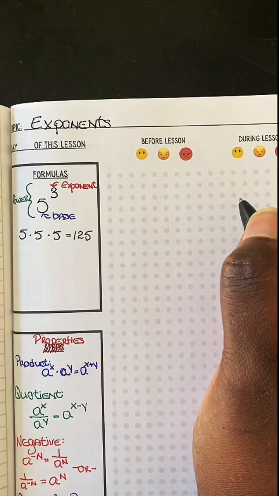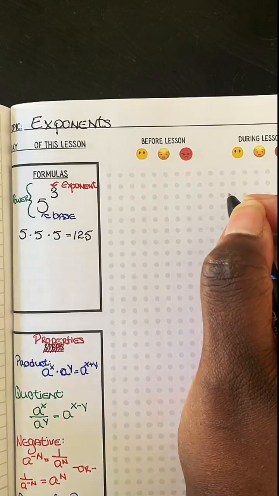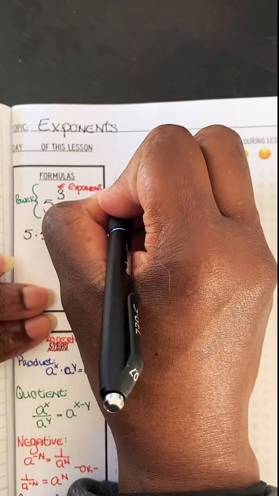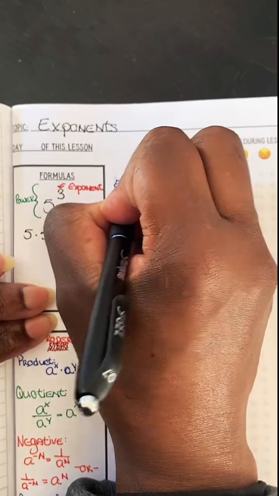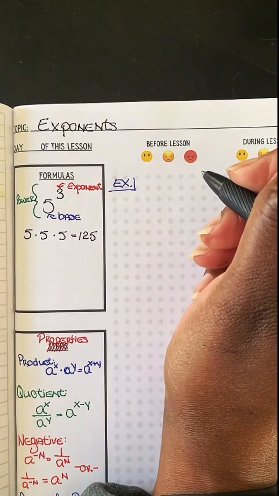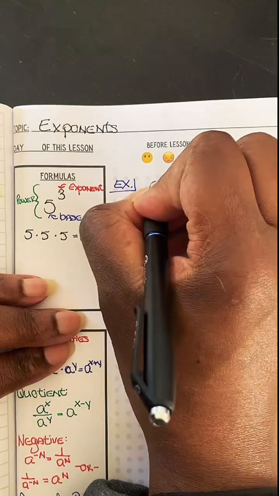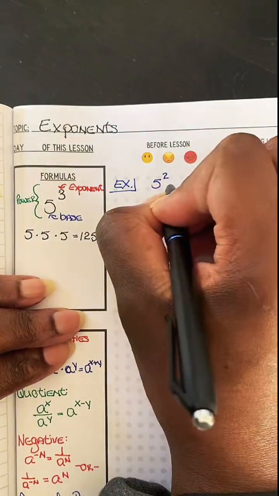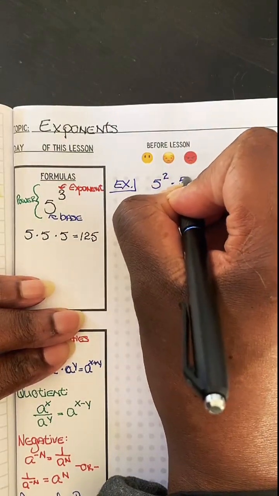So the story is, anything raised to the 0 power is equal to 1. No matter what's going on inside, if it's all the way bracket, then it's all the way bracket. So we have 5 squared times 5 to the 6.